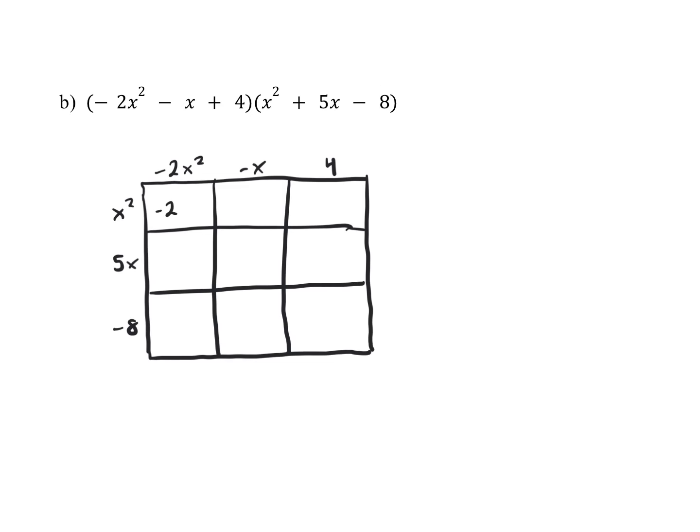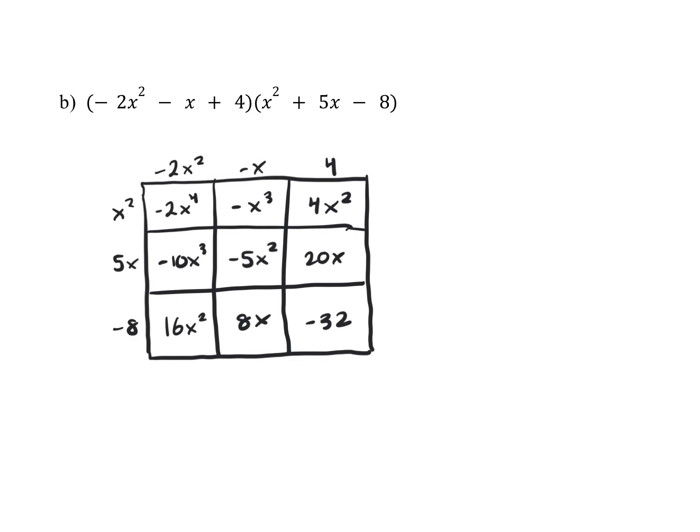So here we have negative 2x to the fourth, add up the exponents. Here we have negative 1x cubed and 4x squared. Here, we're multiplying these two terms, so negative 10x cubed, negative 5x squared, and 20x. And then last, we have negative 8 times negative 2x squared, so positive 16x squared, positive 8x, and negative 32.